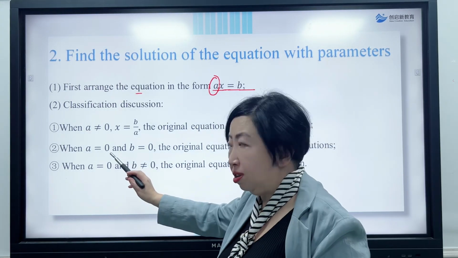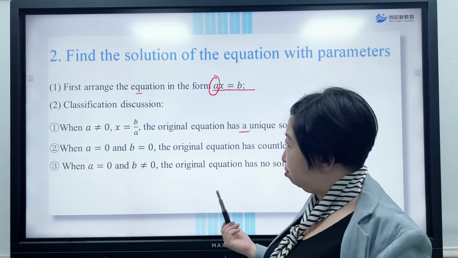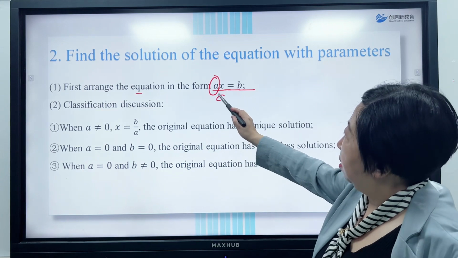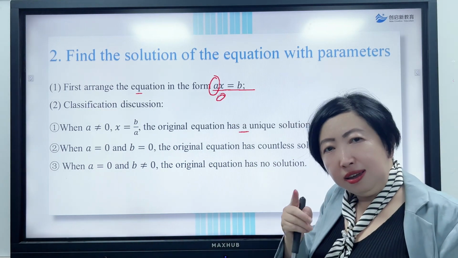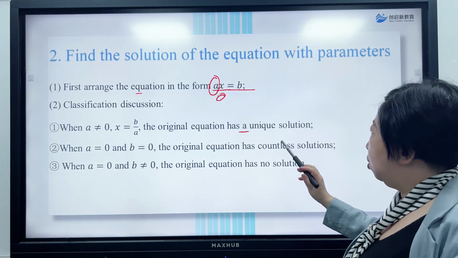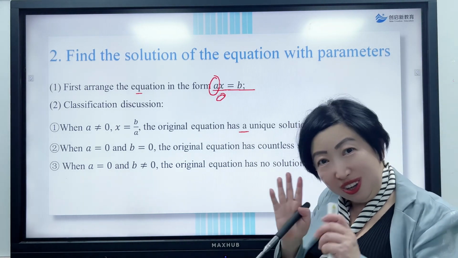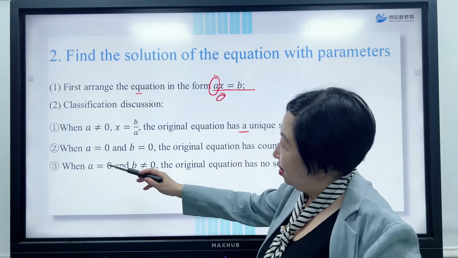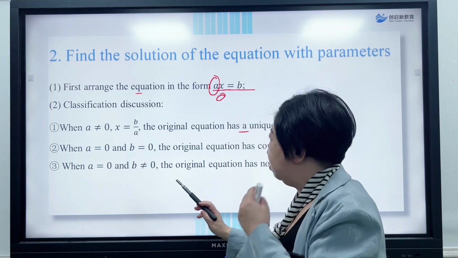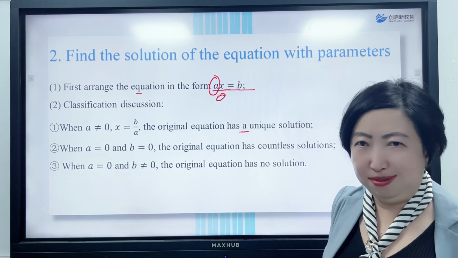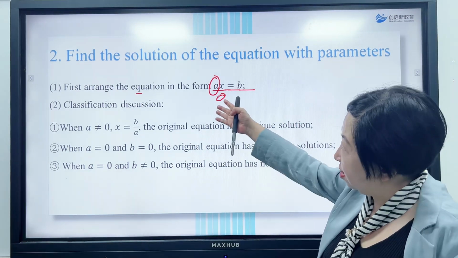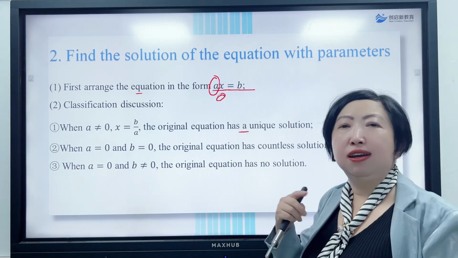If a equals 0 and b is 0 too, then x can be any number, so the equation has countless solutions. If a is 0 but b is not 0, it's impossible, so the equation has no solution. These 3 cases we must note.